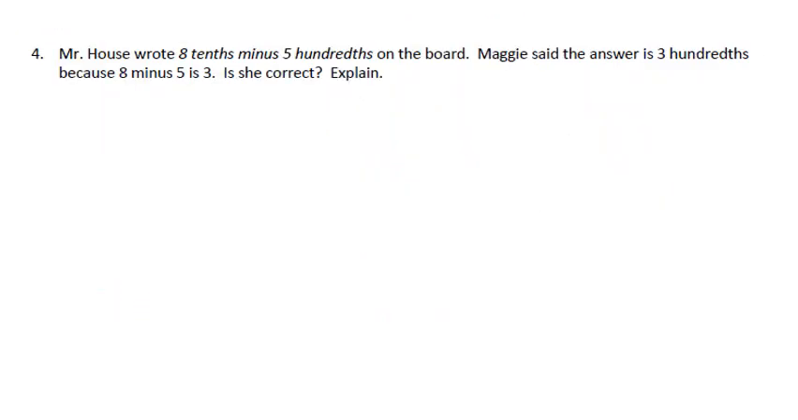Number 4. Mr. House wrote 8 tenths minus 5 hundredths on a board. Maggie said the answer is 3 hundredths because 8 minus 5 equals 3. Is she correct? Well, let's see. 8 minus 5 is equal to 3, but this is 8 tenths, and it's minus 5 hundredths.